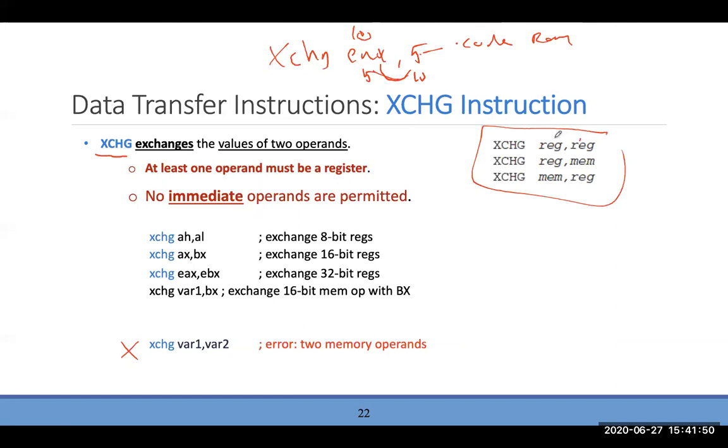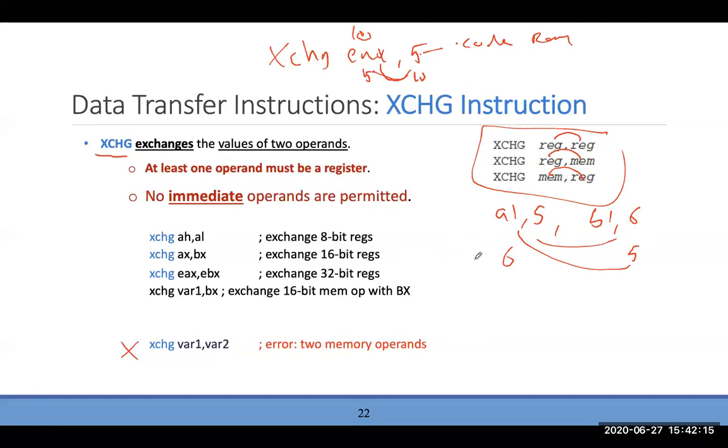You can exchange register with register, memory with register, or register with memory. So you should have this in mind. Why do we need the exchange in the first place? Let's say we don't have the exchange and AL has 5 and BL has 6, and I want to exchange them. I want to get 5 here and 6 right there. You see what I'm talking about?